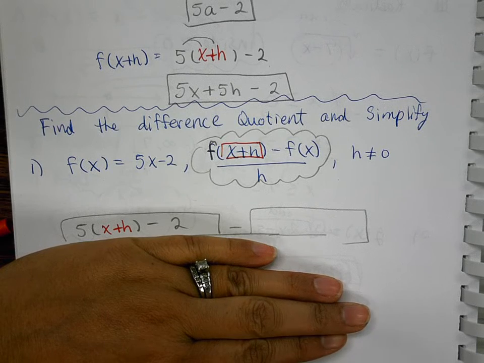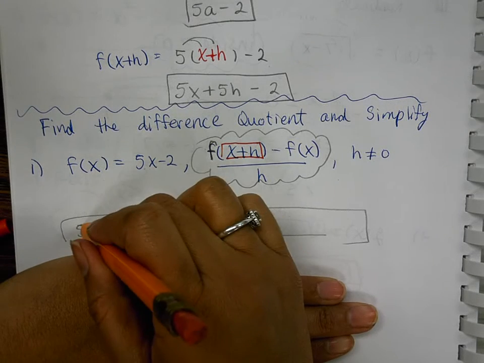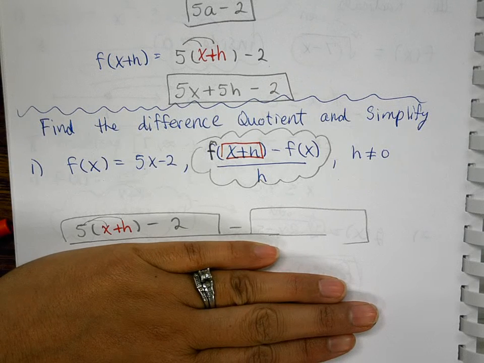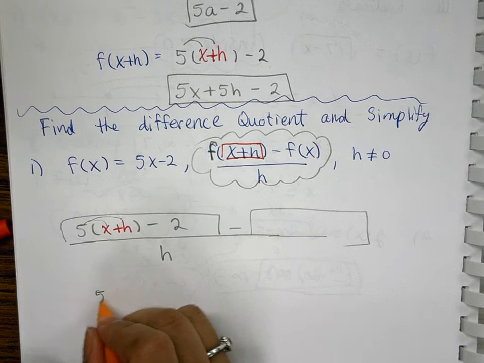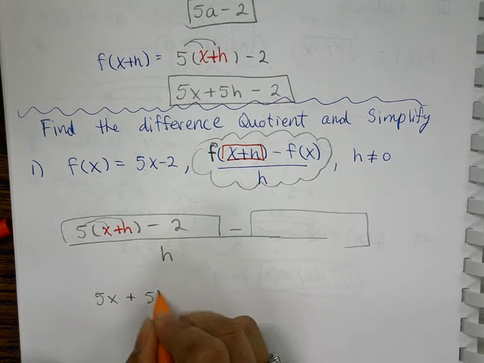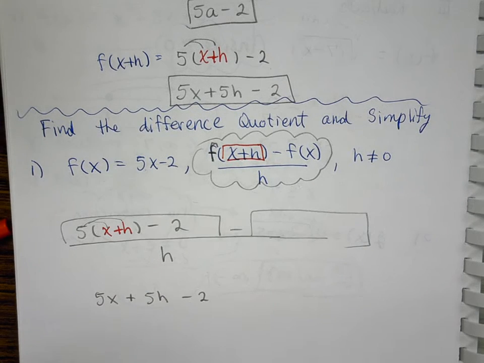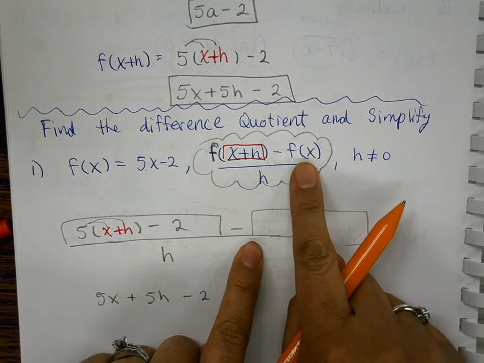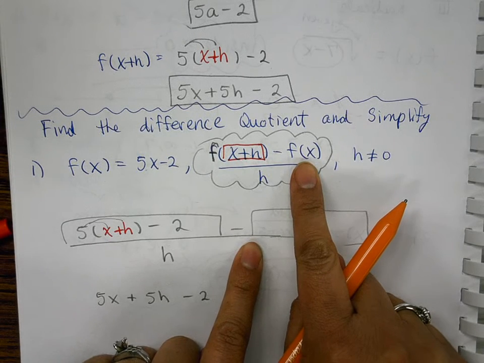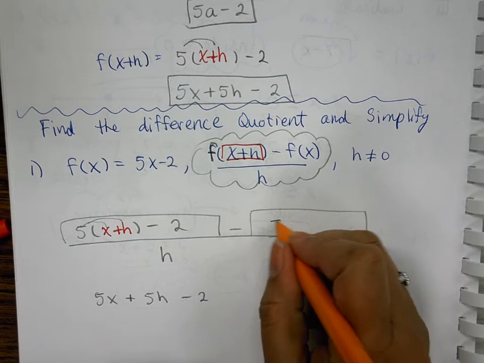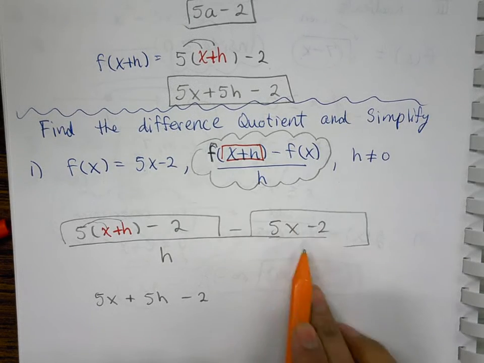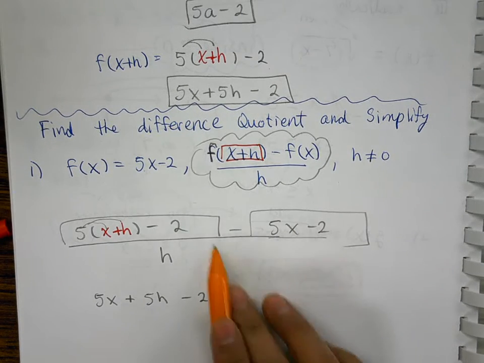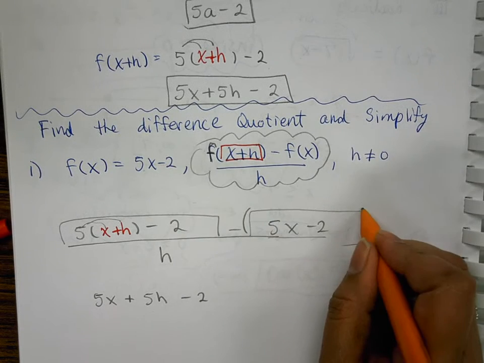Alright, this h gets saved for the very end because that's underneath the whole thing and I can't do any reducing, I have to simplify. Alright, distribute, distribute. 5x plus 5h minus 2. Okay, and my second box is simply f of x. There's nothing special, it's just f of x. So I'm just going to write it, 5x minus 2. F of x, nothing special, 5x minus 2.